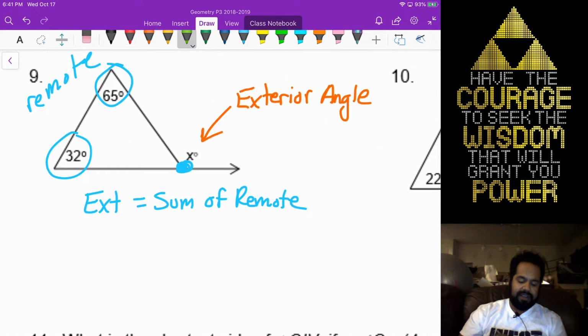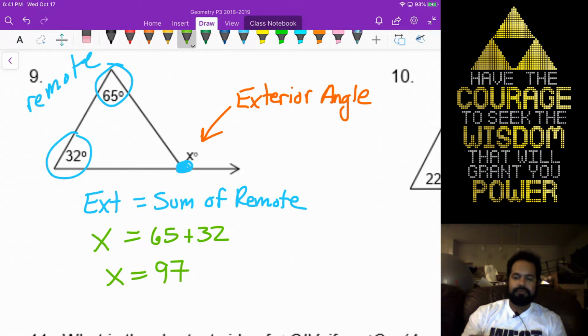Well, the exterior angle is x. The sum of our remotes is 65 plus 32. So therefore, x is 97.